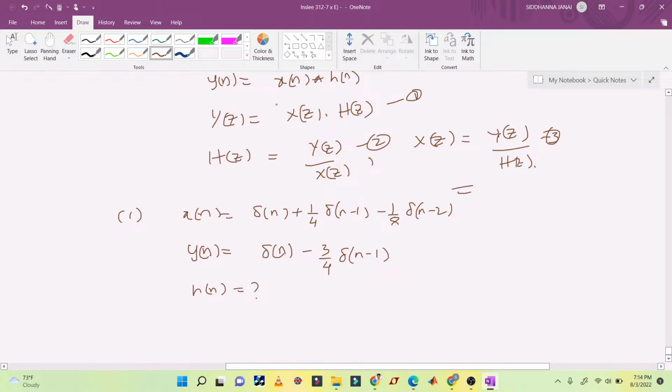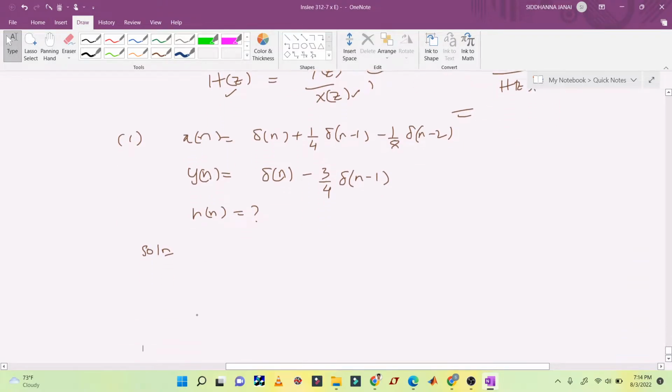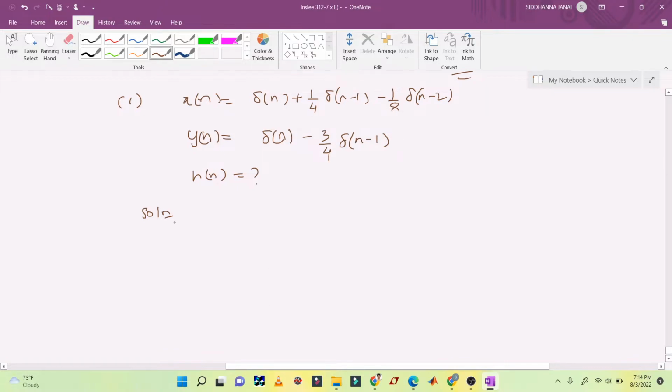So we know now that we need to first find out what is y of z, then what is x of z, then take the ratio of both, we'll get h of z, then take the inverse Z transform. So the solution is: first we need to find out what is x of z.